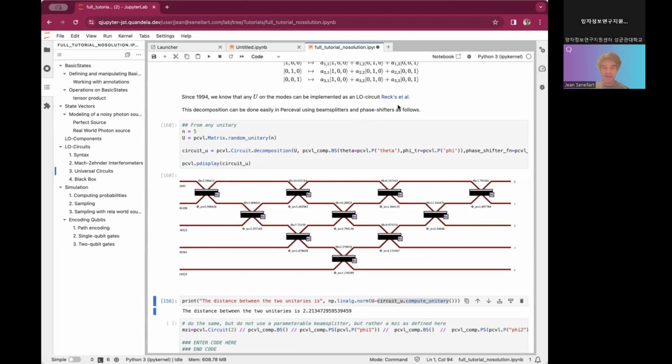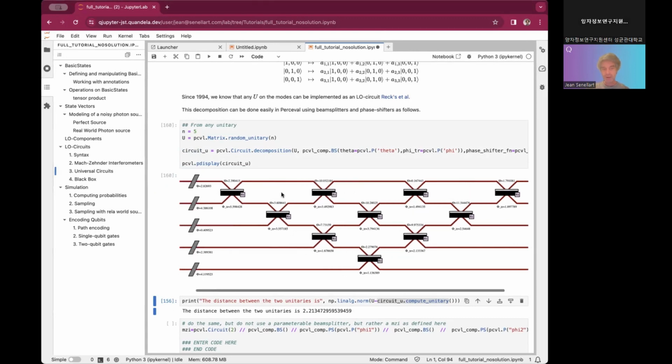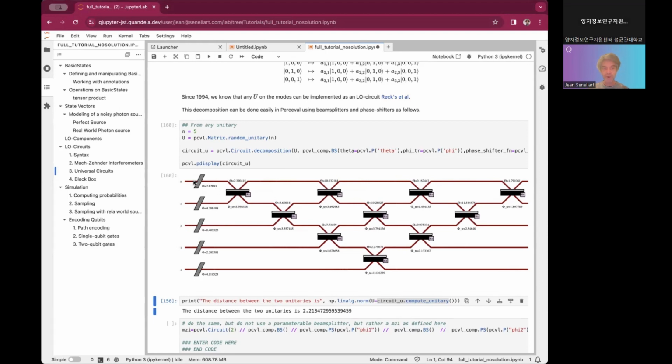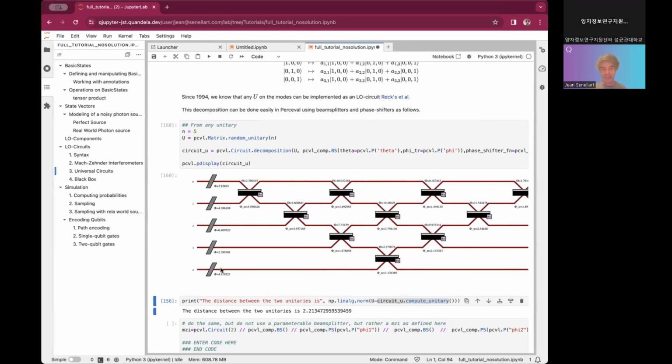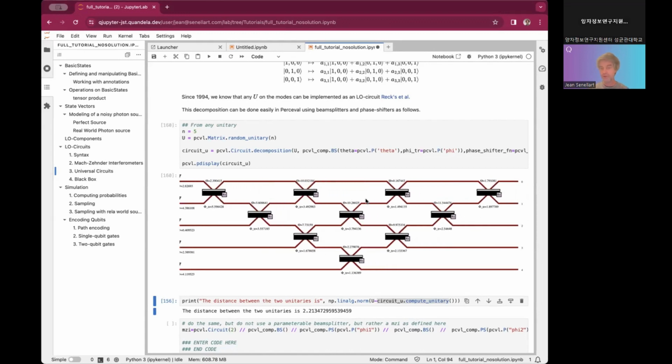Rec is the first decomposition algorithm that was introduced. It is from 1994, which is very efficient and very neat. If you are interested in the mathematics of that, look at the paper. It's very interesting, the way it is done. But there is one major flaw in that decomposition: depending on the mode where you are, the number of components that your photon will go through is different. For instance, the photon that we are sending on mode 4 will only go through one single component plus the phase here, while the photon that you are sending on mode 0 is going through 4 different components.